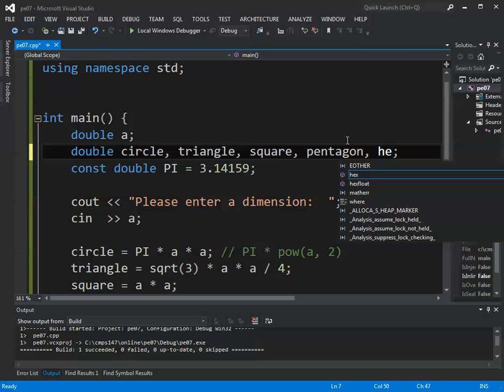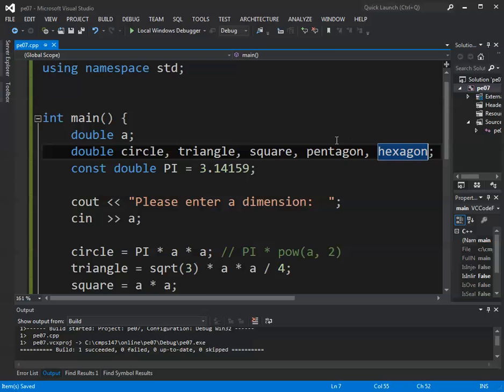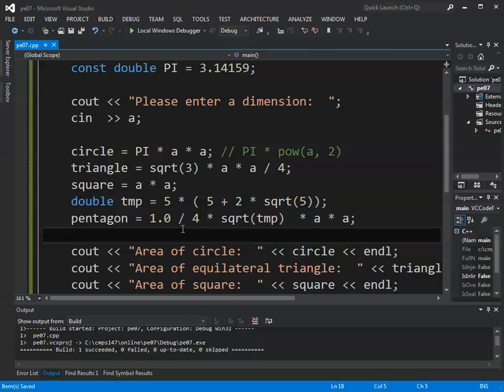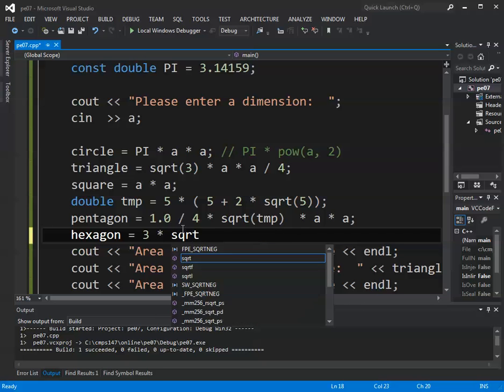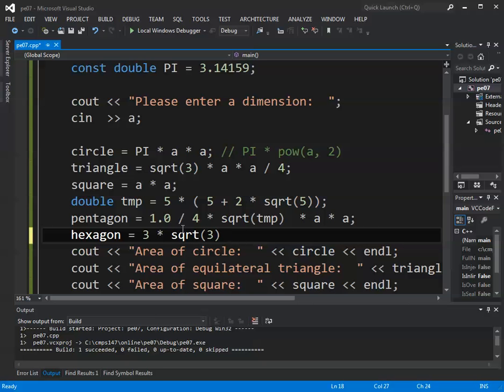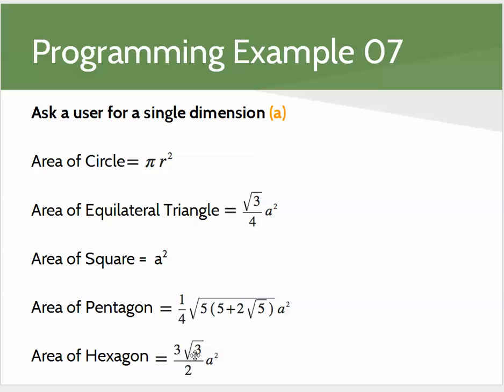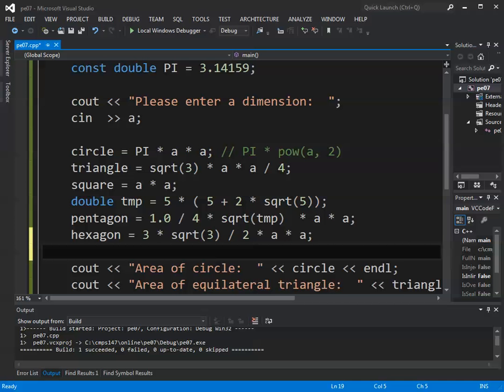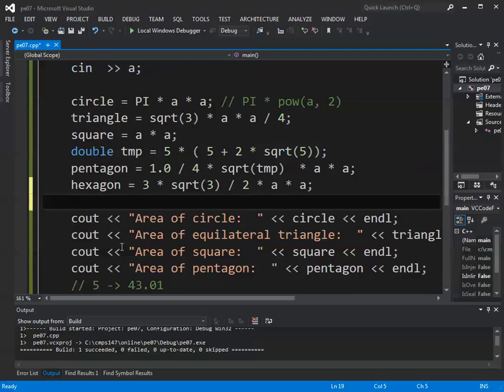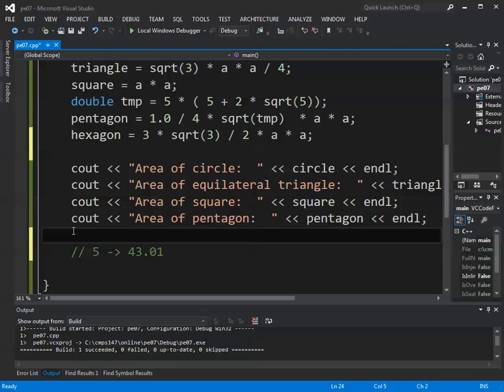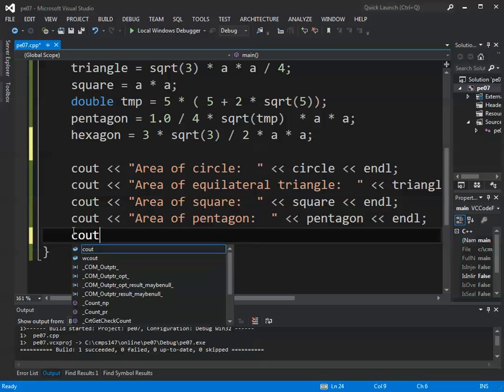Let's add our variable. It is going to be 3 times the square root of 3 divided by 2 times a times a. I think that was the formula. Let's just double check I got that right. 3 times the square root of 3 divided by 2 a squared. Okay. I can get rid of that test case.